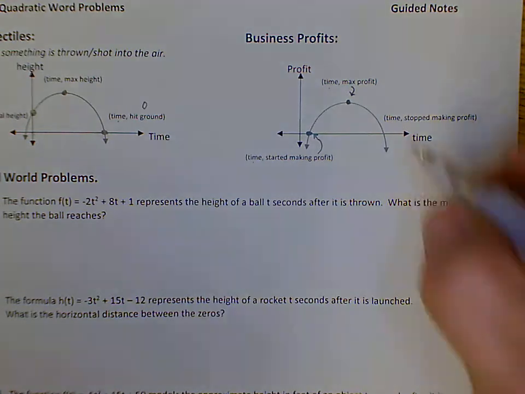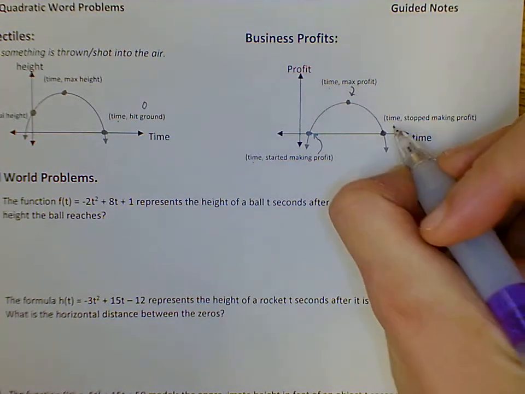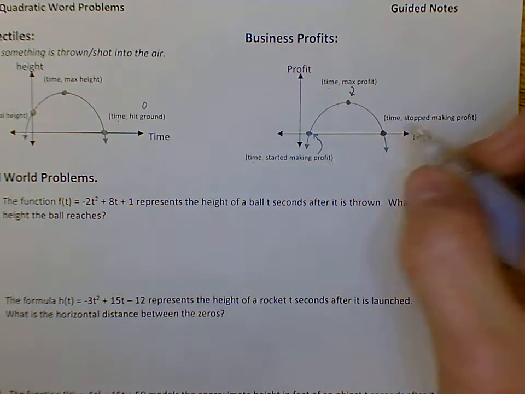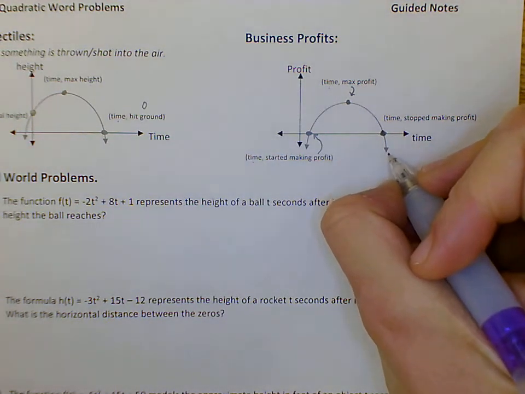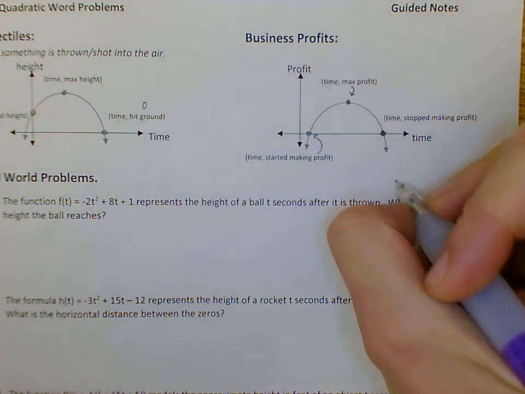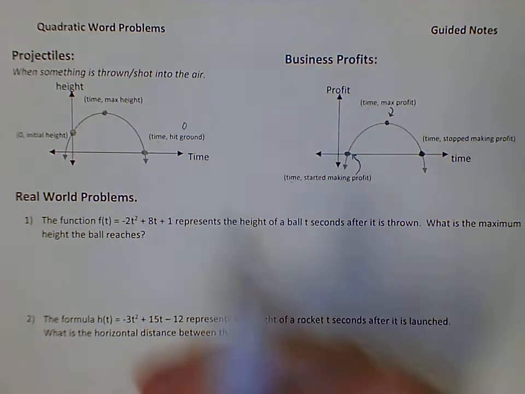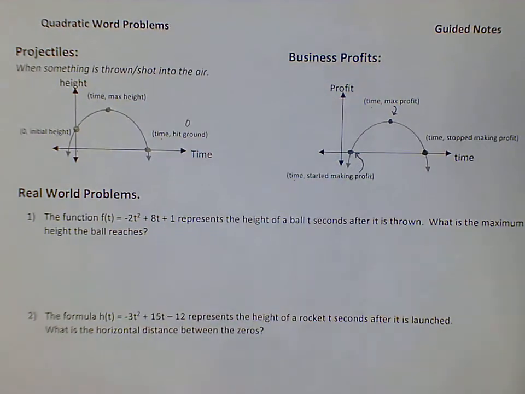And then this last point right here is actually the sad point for the business. That would be the time that they stop making profit and they actually start going back into debt. So this part of the graph would be like them actually going back into debt. Okay, and so those are the three kind of important points that you're going to see in these problems.